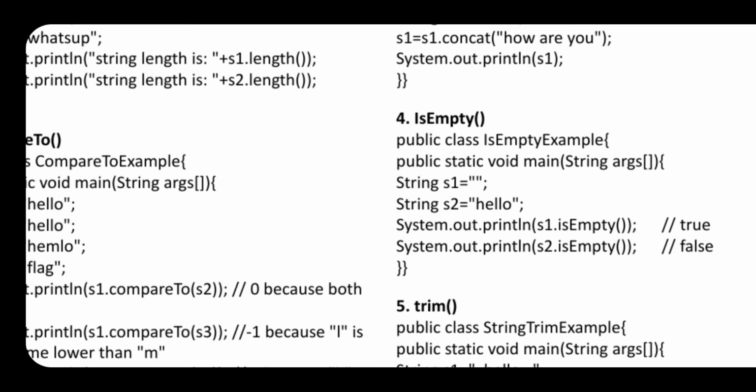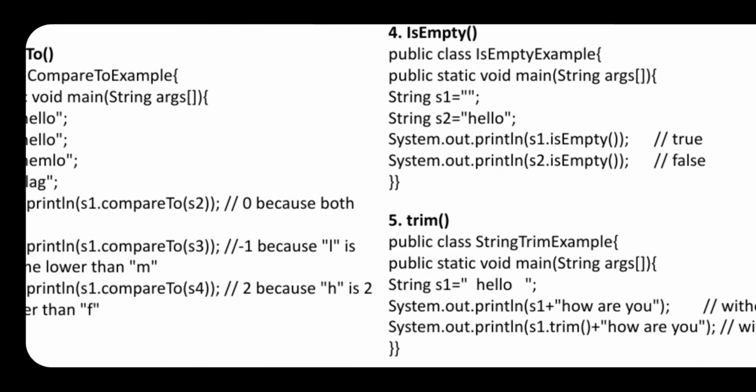So s1.isEmpty will return true because it does not have any string value. s2 is equal to "hello", so s2.isEmpty will return false because it has a value within itself. So you can call this a false statement. This is how you go for the execution of isEmpty.